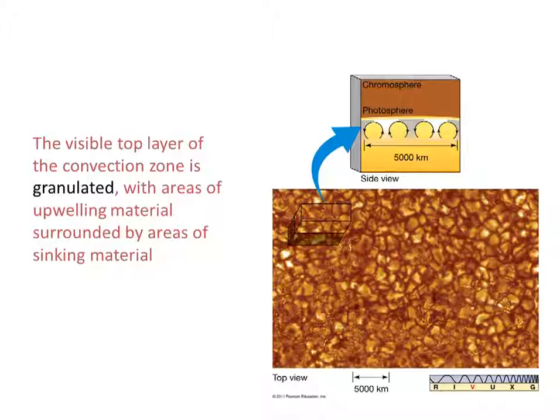I've posted a link on eCollege to a movie that shows this material rising up. It's an actual movie taken from telescopes on the Earth, and you can see the material bubbling upward, moving outward, and sinking again. So this solar granulation, which you need a big telescope to see, is caused by the convection of material rising all the way from low in the sun.